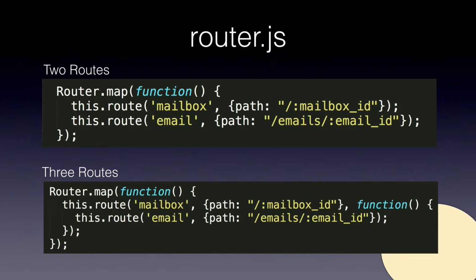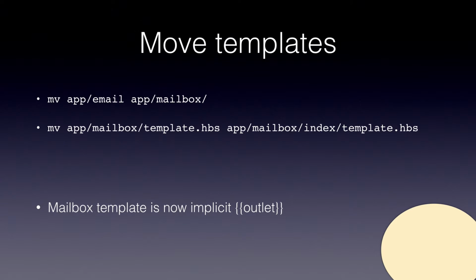So just moving those files around. You move the email pod into the mailbox pod because the pods are nested the same as the routes. You move the mailbox template, what was the mailbox template, into the mailbox index template. And when you remove the mailbox template, because it's a parent route, it's now an implicit outlet. So if there's no template file there, it's just treated as a file with literally an outlet and nothing else in it.